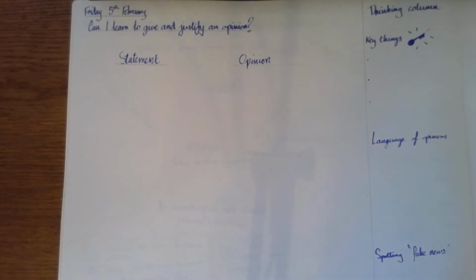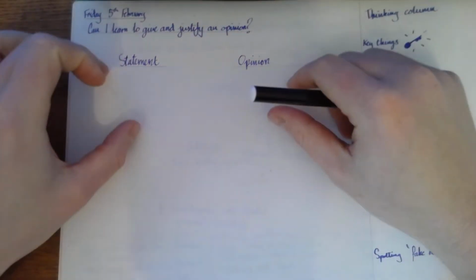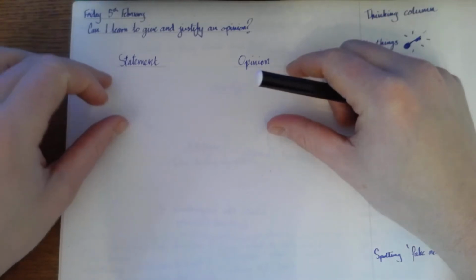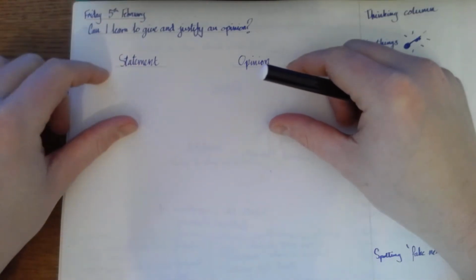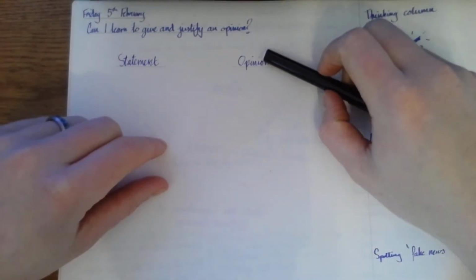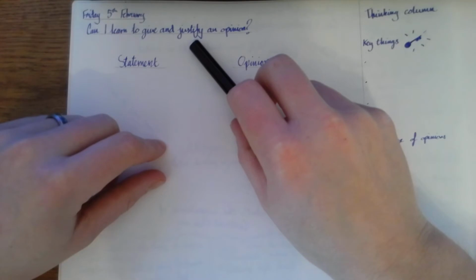And then I'm going to create definitions of what is a statement and what is an opinion. There's a clear difference here, and it's really important we understand that. The next thing we're going to do is look at a bit more detail about opinions, and we're going to be looking at this justification of an opinion.